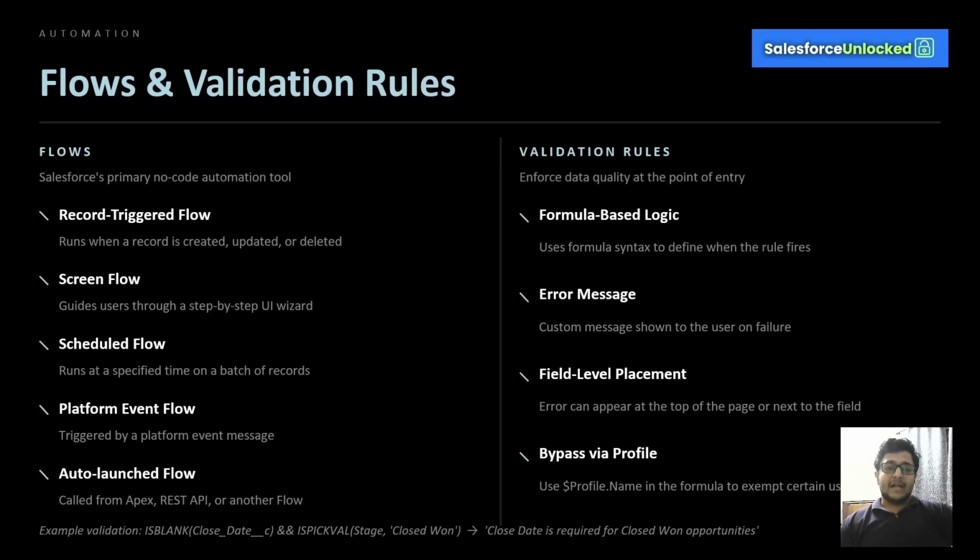In the slide you can see there are five types of flow you need to know. The first one is the record-triggered flow, which runs when a record is created, updated, or deleted. These are used to handle things like sending notifications, updating related records, or creating any follow-up task. So this is record-triggered flows.